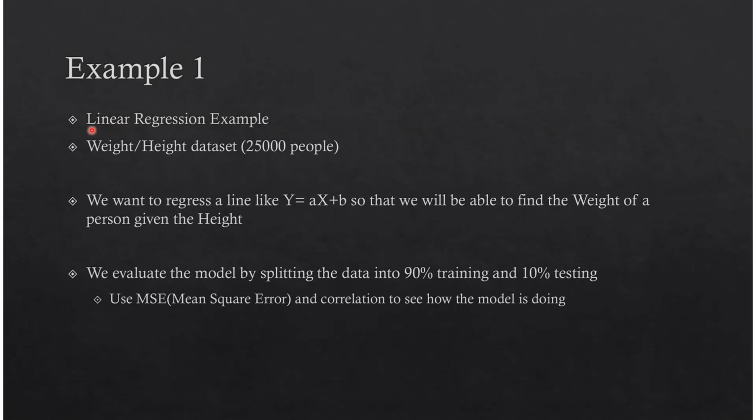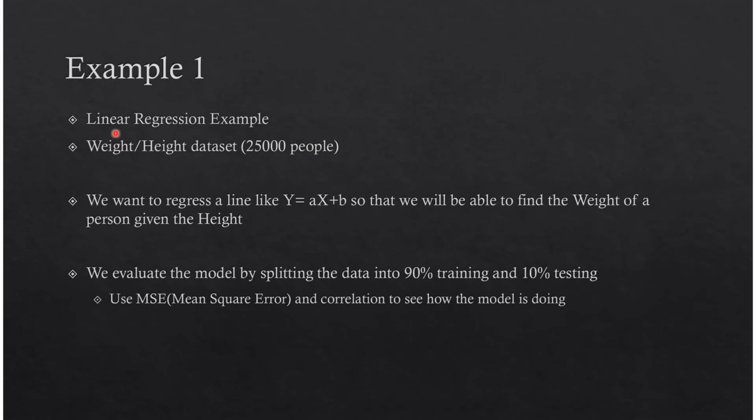Here I will do a linear regression example. We have two classes, weight and height, in a data set of 25,000 people. We want to regress a line like y = ax + b, so that we will be able to find the weight of a person given the height. We evaluate the model by splitting the data into 90% training and 10% testing.